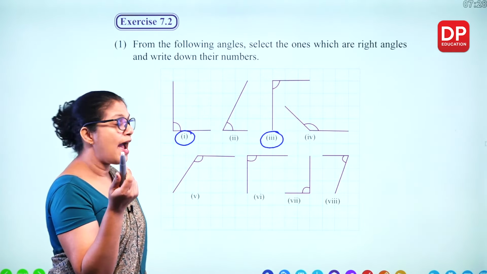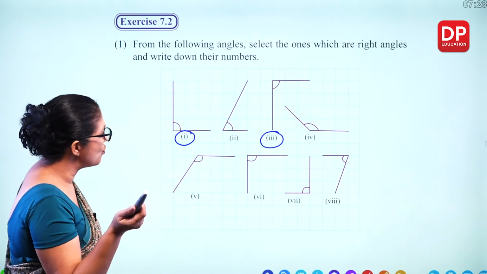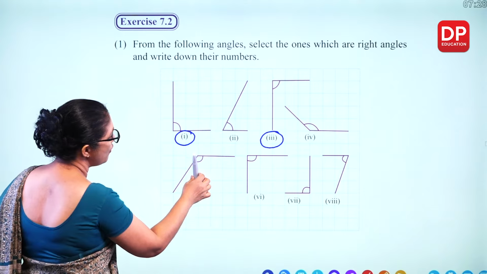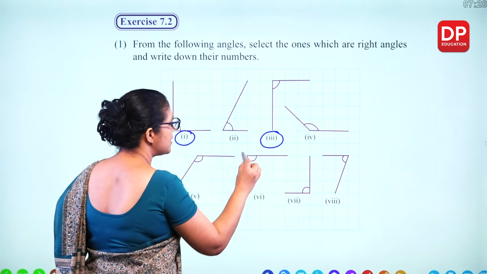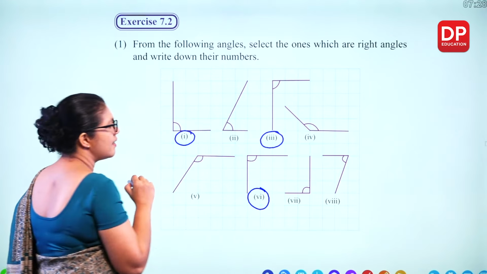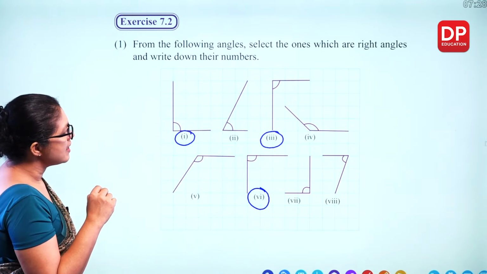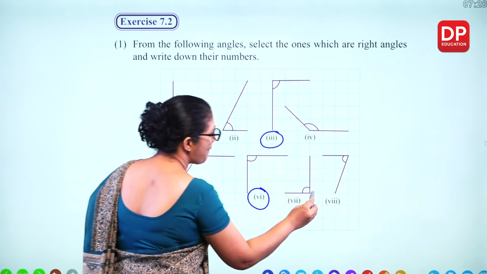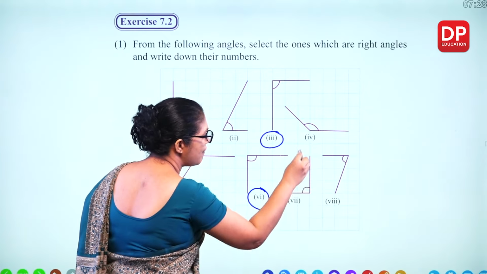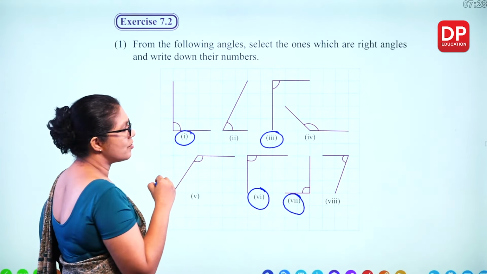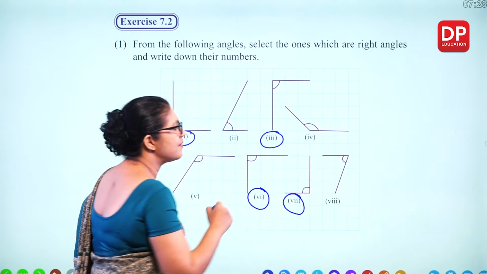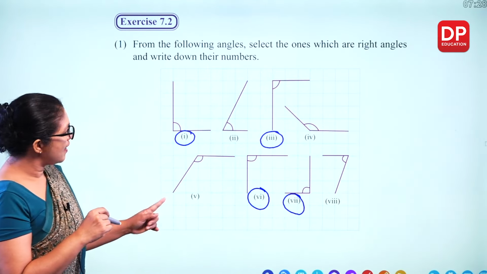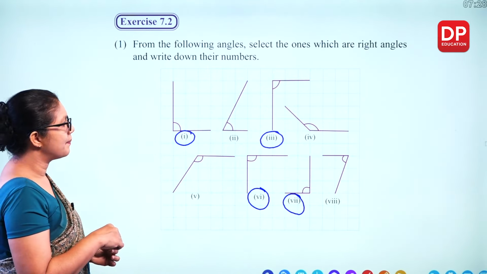Fourth one, more than a right angle. That's obtuse. This is also more than 1 right angle. That's obtuse. Here, can you see the vertical line, the horizontal line? That's also a right angle. Here, a horizontal line and a vertical line. That's also a right angle. This one is smaller than a right angle. So these are the right angles.